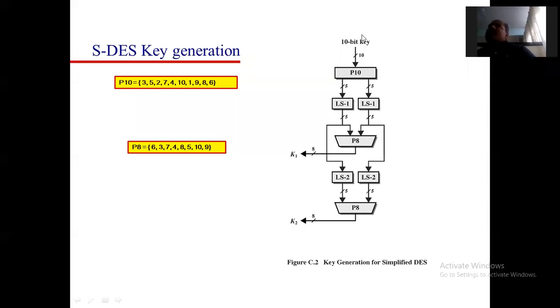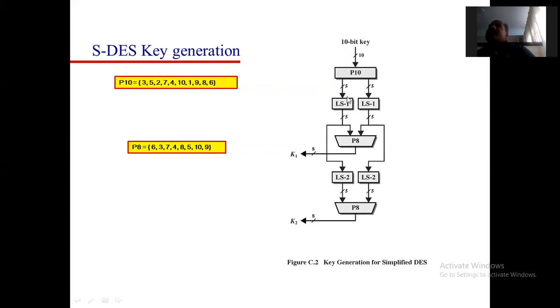So we have the 10-bit key here. The numbers in the diagram indicate how many bits there are. The P10 is nothing but the permutation of the 10 bits. This is the permutation order we have taken here. In the yellow strip you can see the permutation order: 1, 2, 3, 4, 5, and again 6, 7, 8, 9, 10. So this permutation order we have chosen here.